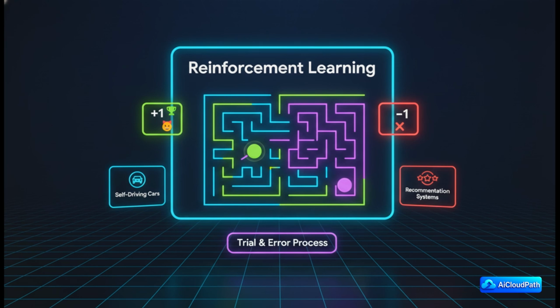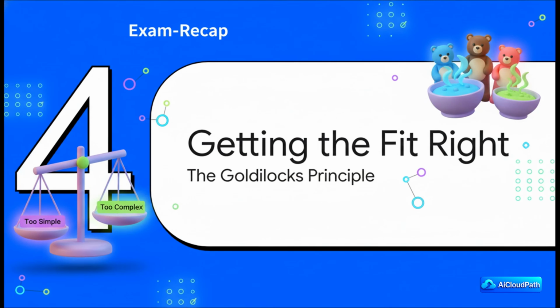Last but not least, we have reinforcement learning. The best way to think about this one is learning by playing a game. The model, or agent, takes actions in an environment, and it gets points, rewards, for good moves, and loses points, penalties, for bad ones. Over millions of tries, it learns the best strategy to maximize its score. This is huge for things like training a robot to walk or building a recommendation system that learns what you like.